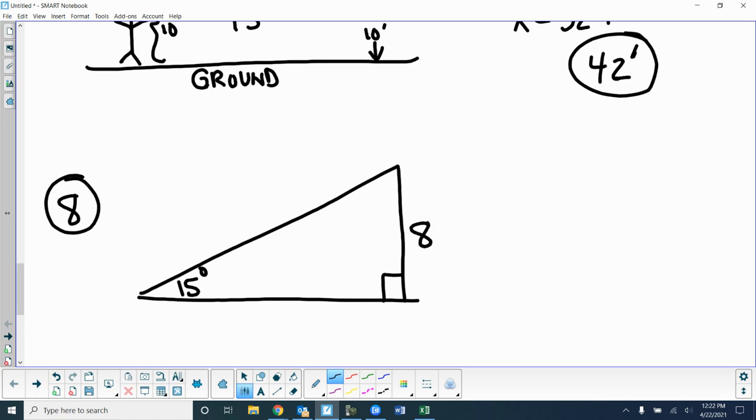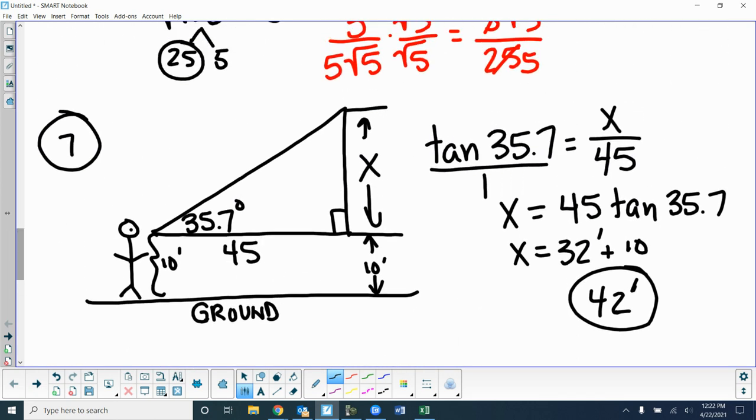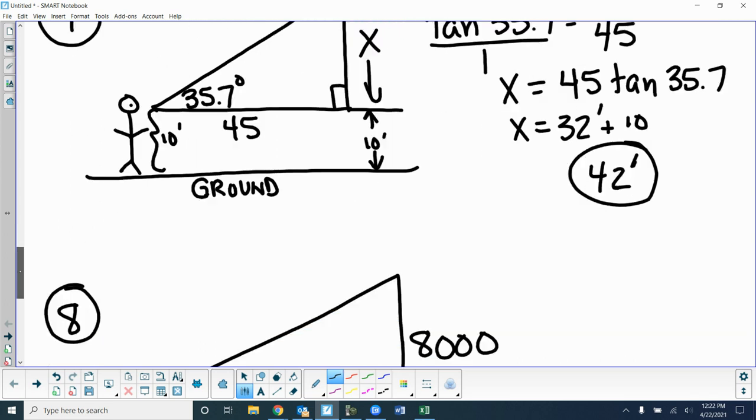Hunter, you got a question? Yeah, on the last one. You wouldn't give us, like, 10 inches, would you? Do we have to change it? No, it'll be feet, I'm sure.